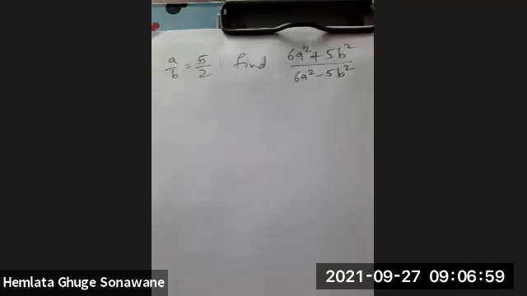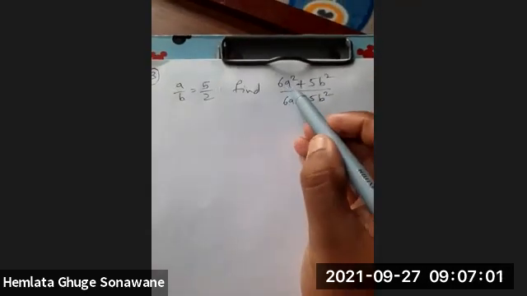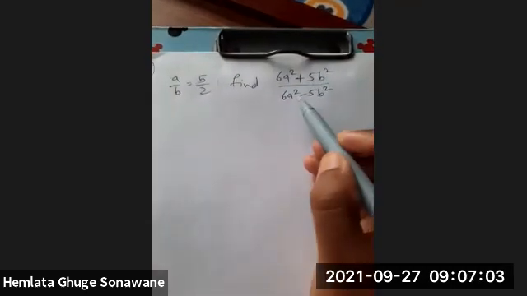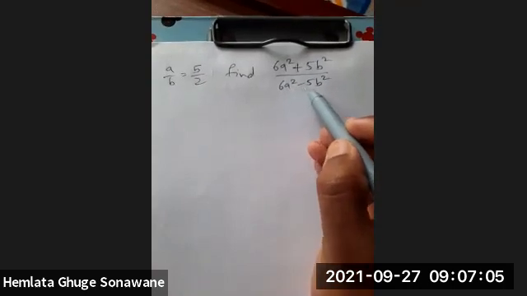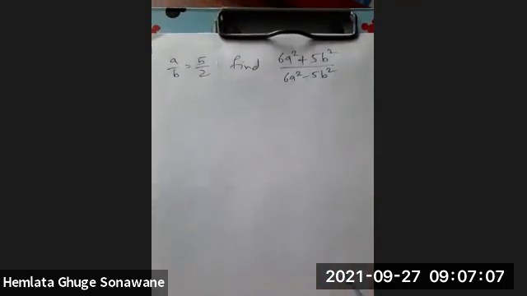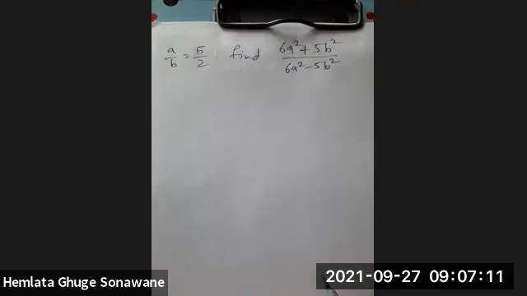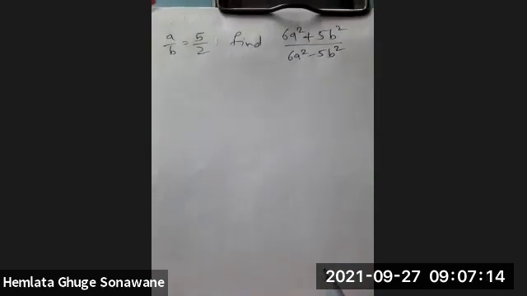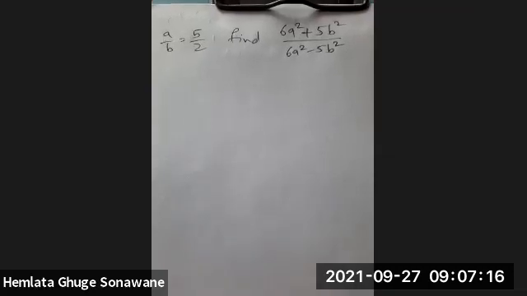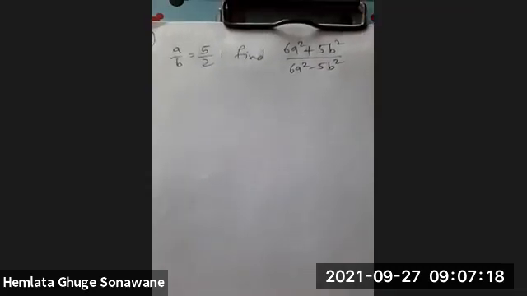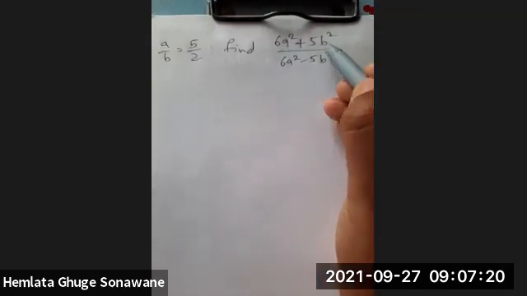A upon B is equal to 5 upon 2. Find 6a square plus 5b square upon 6a square minus 5b square. Please solve in your notebook and then explain how to solve. Now here you can see a square and b square is there.